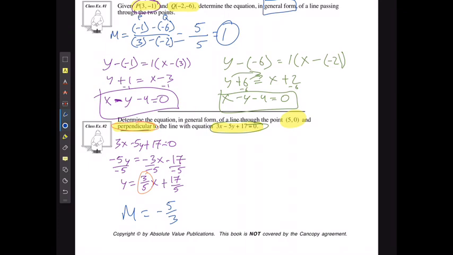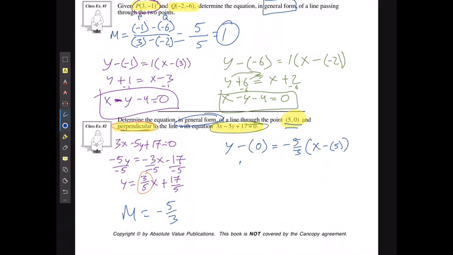The next thing is, it wants it to be in general form, and it passes through this point. Well, that point is the x-intercept, it's not the y-intercept, which means that I can't use slope y-intercept form, I need to use slope point form again. So I'm going to say that I have y minus y1, which is 0, is equal to negative 5 over 3 bracket x minus x1, which is 5.